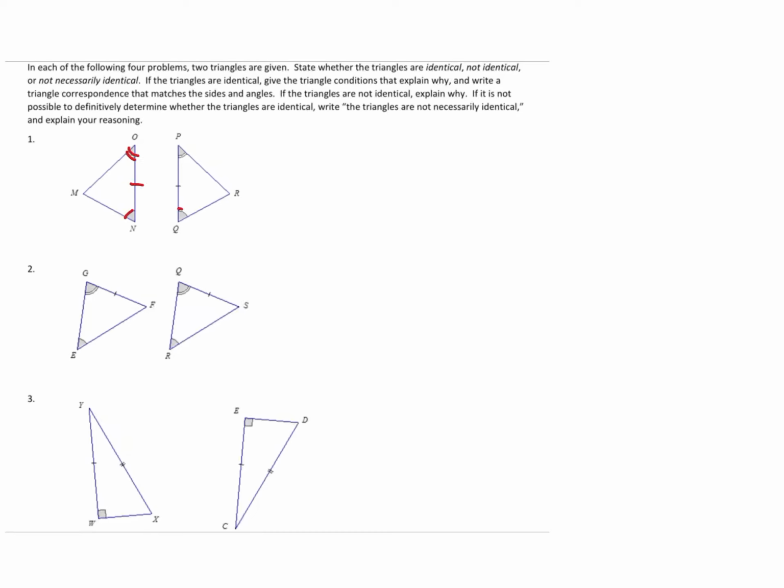And in the second one, we have angle, side, angle. And they match up. So these are identical by angle, side, angle. Our triangle correspondence has the points Q and N match up, O and P would match up, and M and R would match up.